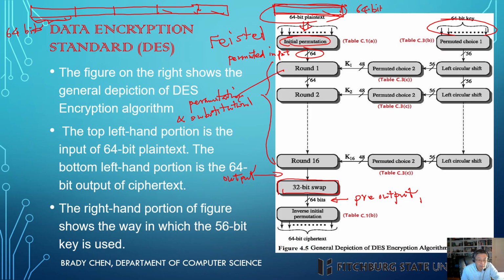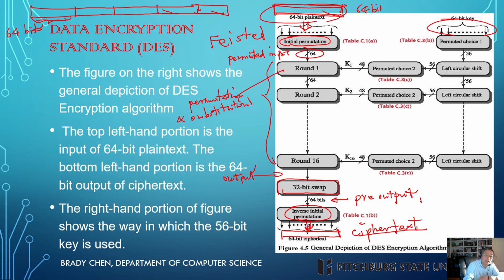Finally, the pre-output is passed through a permutation that is the inverse of the initial permutation function, and we produce the 64-bit ciphertext. That's the whole DES process. This is actually the left side, which basically processes the plaintext.